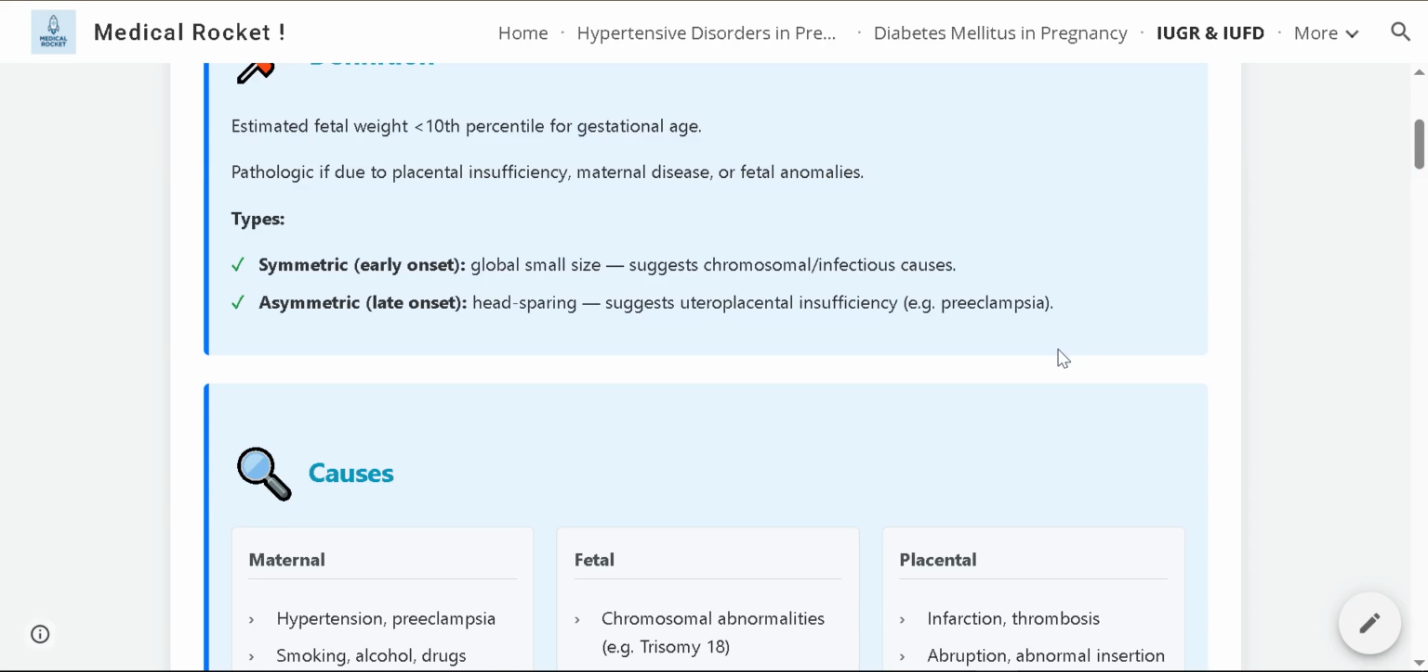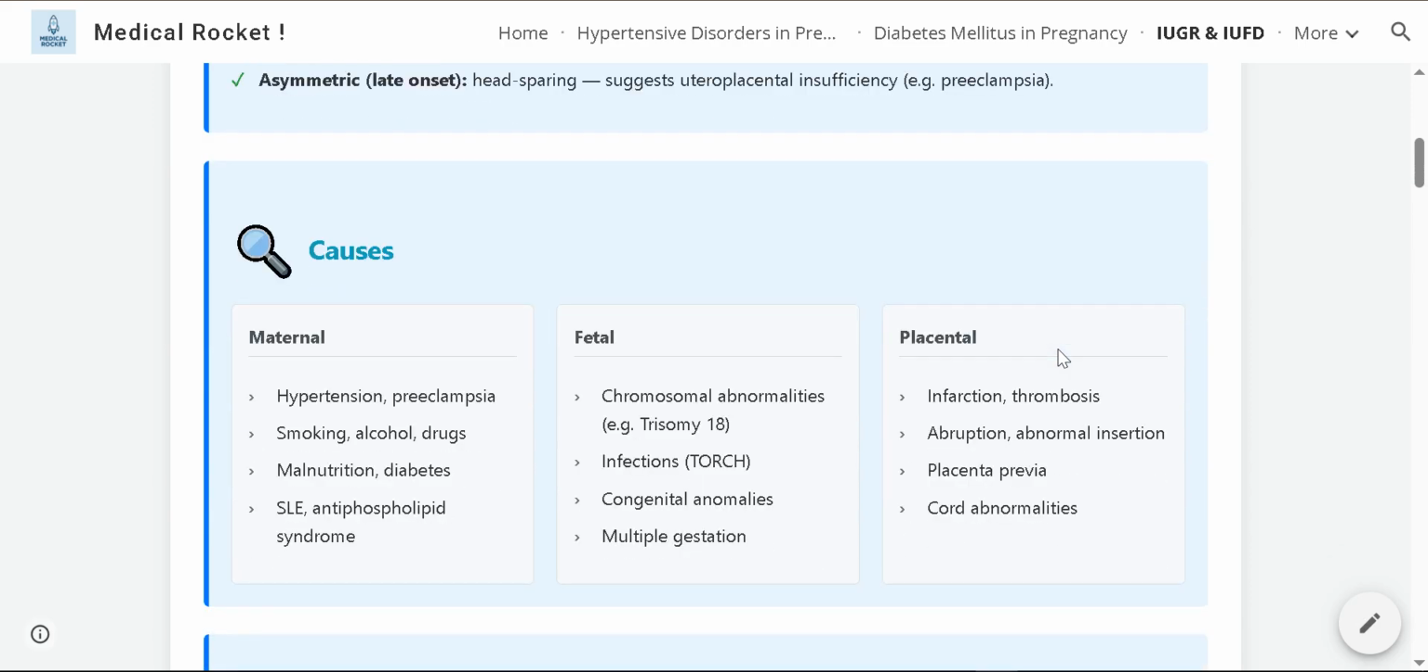Let's dive deeper into IUGR, focusing on causes and diagnosis, a guaranteed high-yield area for the USMLE. First, the causes of IUGR. Break it down into maternal, fetal, and placental factors. Maternal causes: hypertension, especially preeclampsia, smoking, alcohol, and drug use, malnutrition, poorly controlled diabetes, autoimmune conditions like SLE and antiphospholipid syndrome. Always ask about these in the vignette.